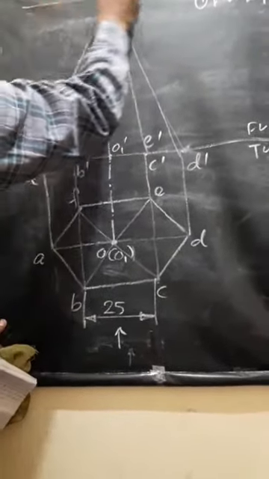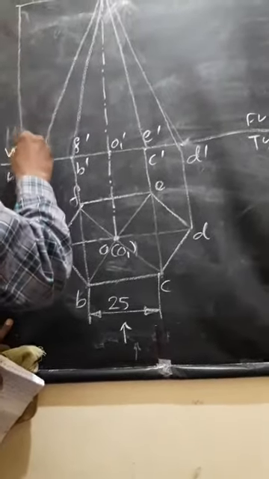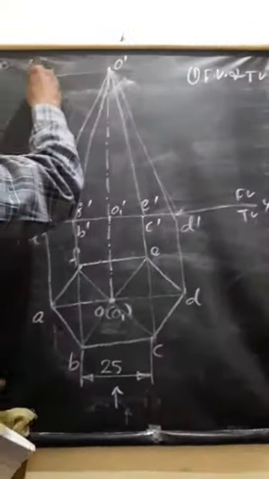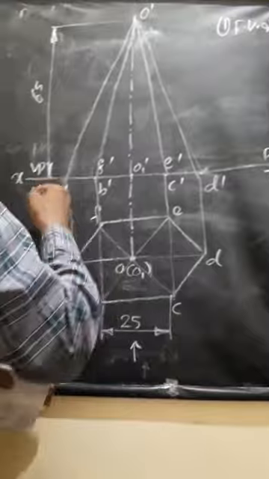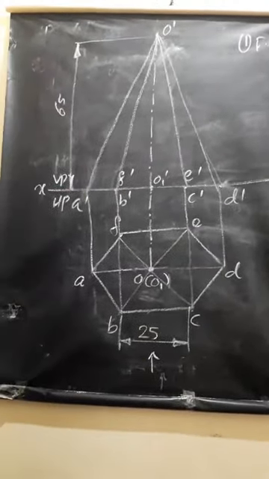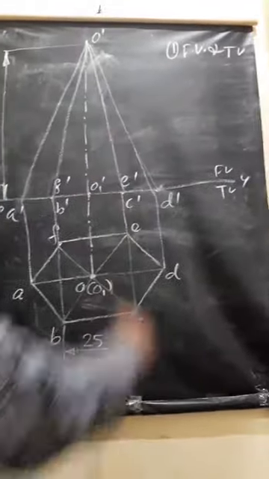Okay. Then mark the axis line. It is 65 mm. So step number 1 is over. You have drawn the front view and top view of the given figure.